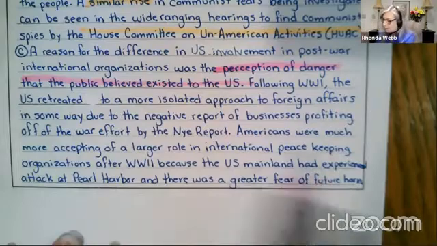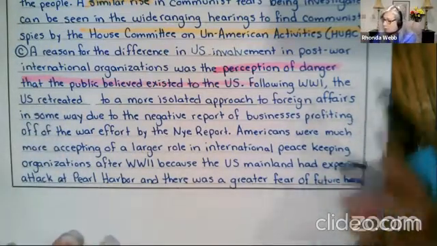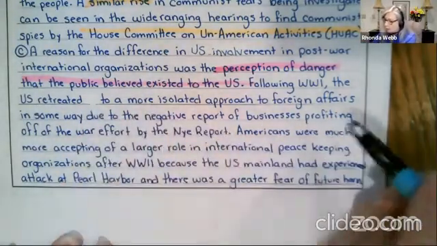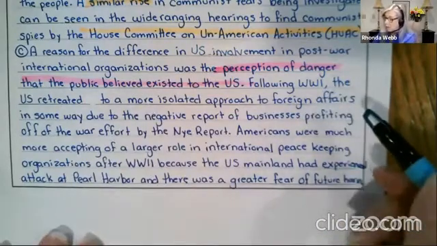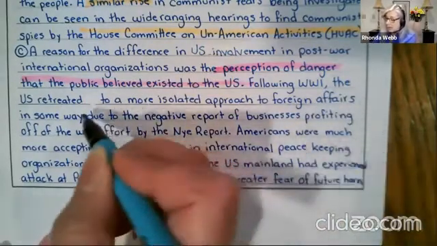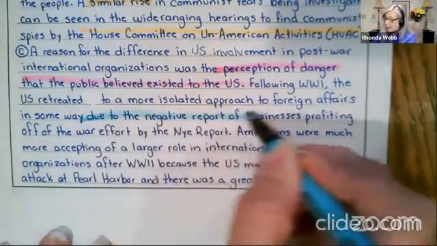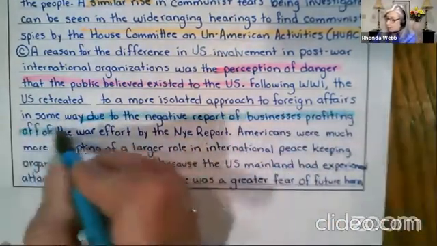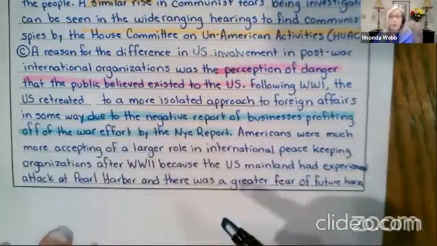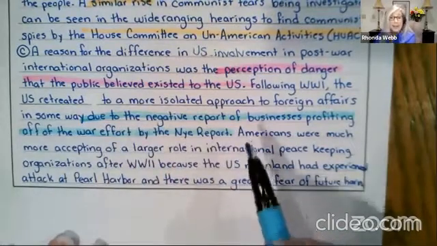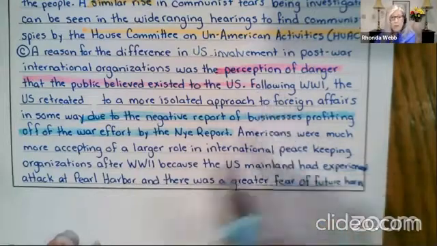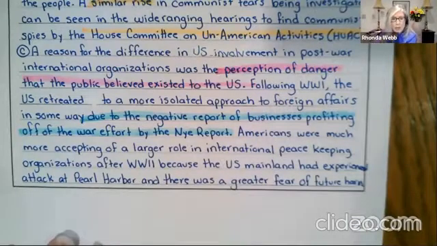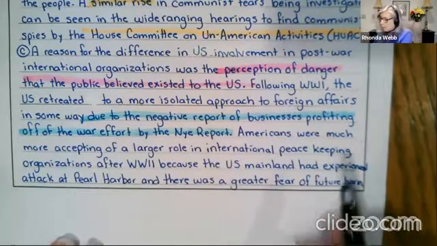Well, why is that? So following World War I, the U.S. retreated to a more isolated approach to foreign affairs, in some ways due to the negative report of businesses profiting off of the war effort by the Nye report. So they made these accusations that it was all this ploy for businesses to make money. And so people were like, why would we tie ourselves? We go back to our traditional approach.